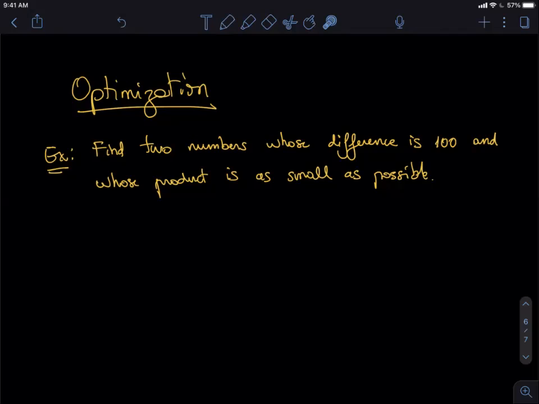So let's start with an example. Here we want to find two numbers whose difference is 100 and whose product is as small as possible. So in a problem like this, the first thing we need to do is to decide on the variables that are important. In this case, we have two numbers, so clearly we need to name those two numbers. So let's say x and y are the two numbers.